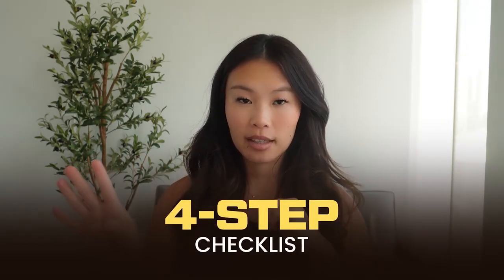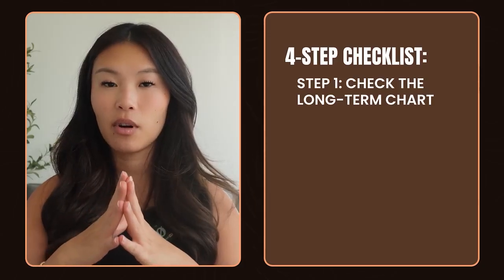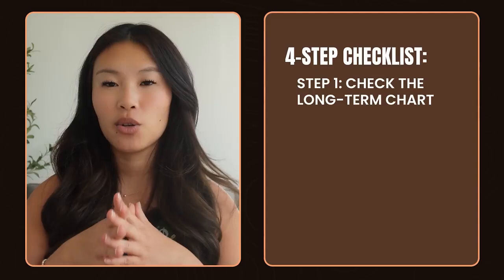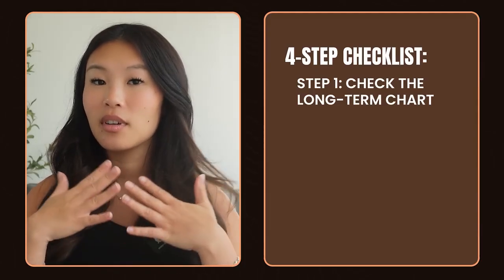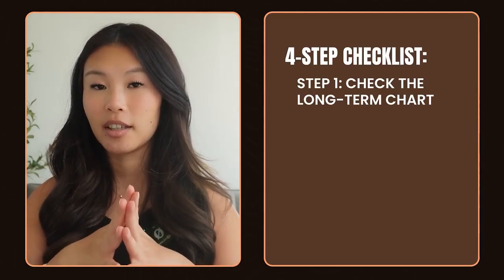Now, to make your life easier, I'm going to give you a simple 4-step checklist. Every time you look at a new stock, quickly go through these steps to decide if it's worth investing in. Step 1, check the long-term charts. Ask yourself, over the past 5 years, has the stock generally gone up? A good stock usually shows consistent growth over time. Remember, the 5-year chart is your best friend here.